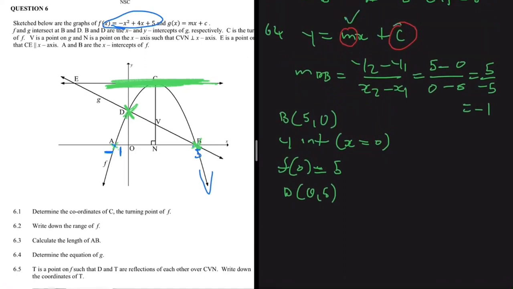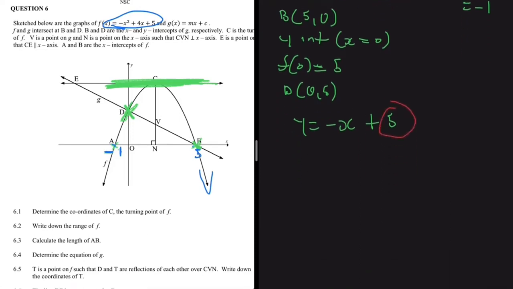But what about the value of c? C is the y-intercept of G, right? The y-intercept of G is the y-intercept of F. And we know that that value is 5, right? So the equation of G will be y is equal to minus x, right? Minus 1x is just the same as minus x, right? Plus the y value of the intercept of G, which is 5. So we just have minus x plus 5. But then you can also substitute D into the equation or B into the equation. You will still get 5, right?